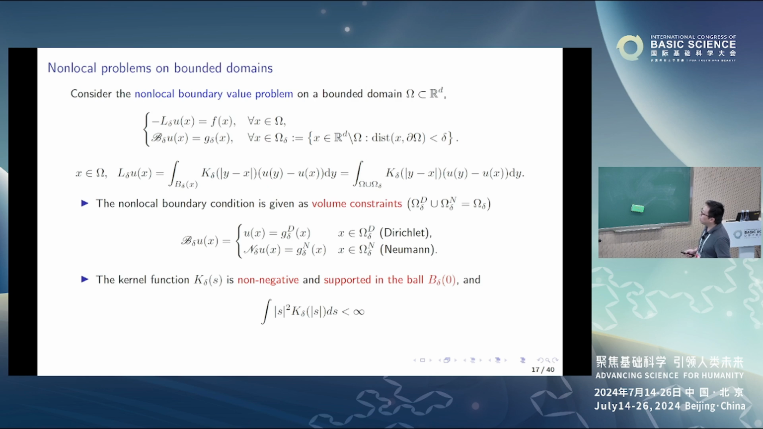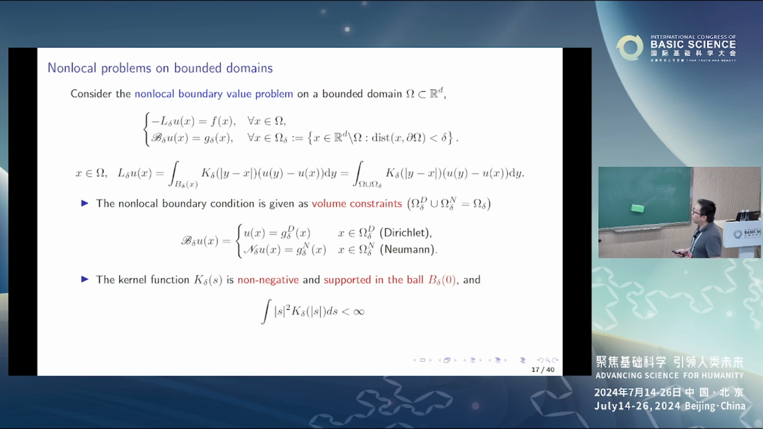Okay, it is the integral over a small ball, centered at x, and the radius is delta. Okay, and K_delta is a kernel function, and u(y) minus u(x).